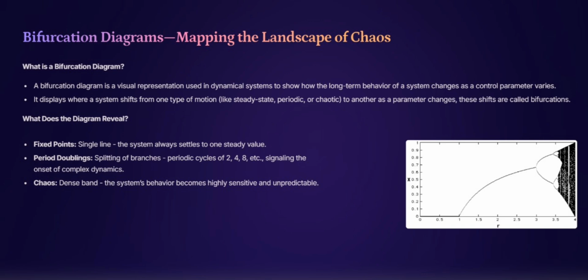So a bifurcation diagram always displays where a system shifts from one type of motion to another as the parameter changes, and these shifts are called bifurcations.